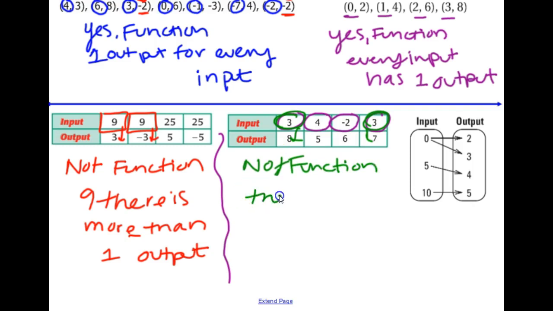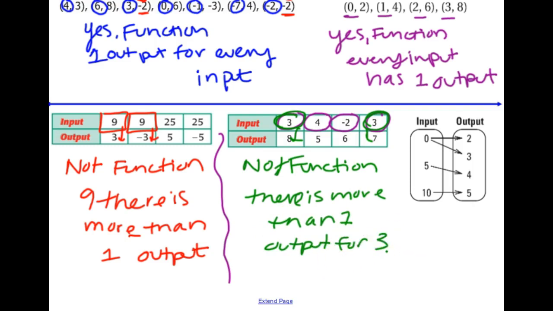Because there is more than one output for the number 3. Alright, this next one. If I push the 1 button on the pop machine that says 0, should I get out a 2 and a 3? Well, no. This is not a function. You can't push one button and get two different things. More than 1 for 0.